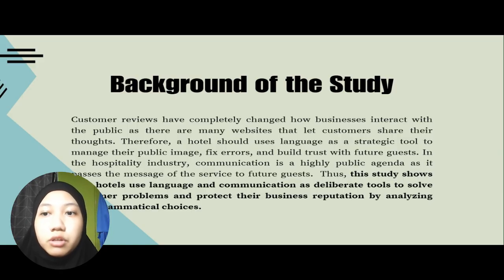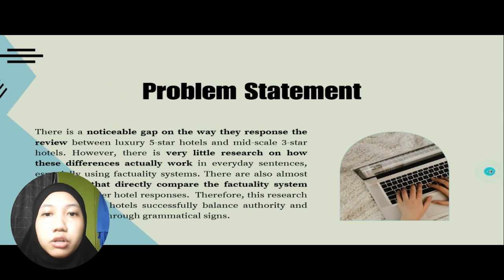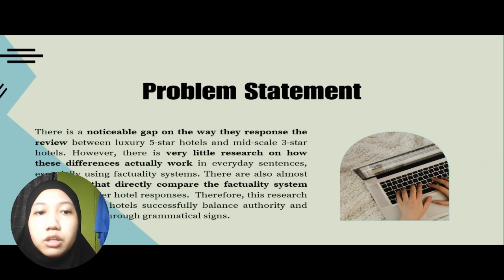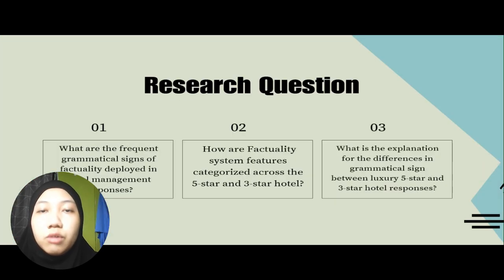The problem statement and research gap: there is a noticeable gap between luxury five-star hotels and mid-scale three-star hotels, and there is very little research about it, especially on factuality systems. So the research questions are: what are the frequent grammatical signs, what are the factuality systems that categorize across the five-star and three-star hotels, and what explains the differences.